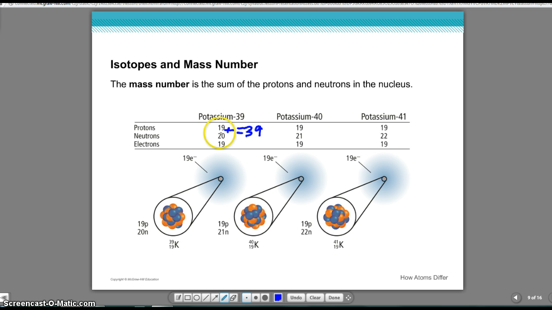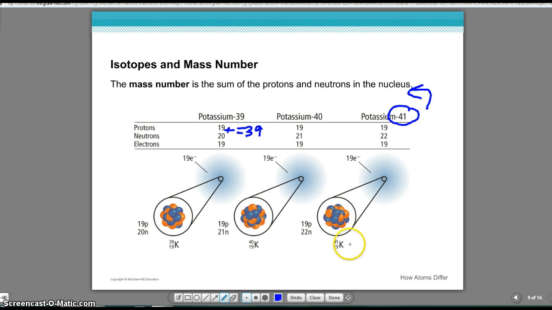So that's how we get the number of neutrons, by using the mass number minus the protons to get the neutrons. So potassium 40 still has 19 protons because it's potassium. Now that means it has 21 neutrons. Potassium 41, still 19 protons because it's potassium. That means it has 22 neutrons. So this number after the name right here is the mass number.